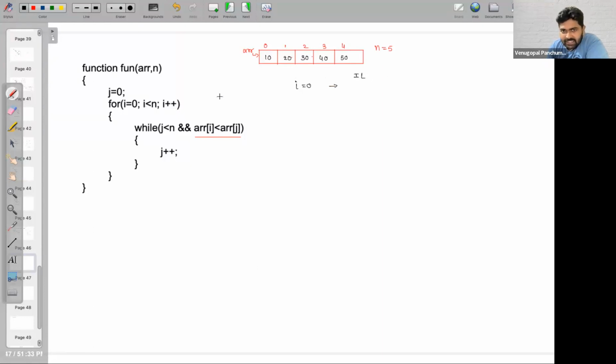Okay. J is less than n. Obviously, J value will be equal to 0. That is true. J is obviously less than n, so this condition is true. This condition also will be true: while array of I is less compared to array of J. True, right? I is 0. 10 is less than 20.